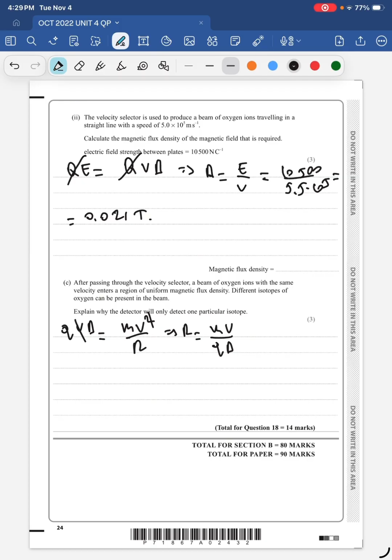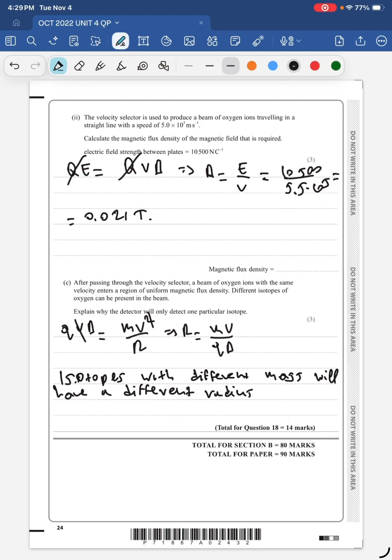So isotopes with different mass, even though the velocity is the same, and q is the same, B is the same, but mass is not the same. So isotopes with different mass will have a different radius. So they won't go through, pretty much.